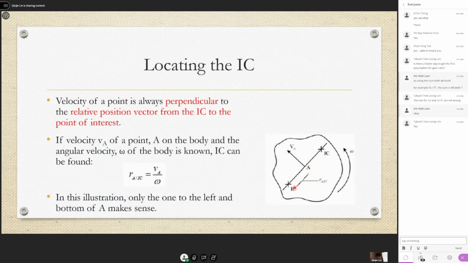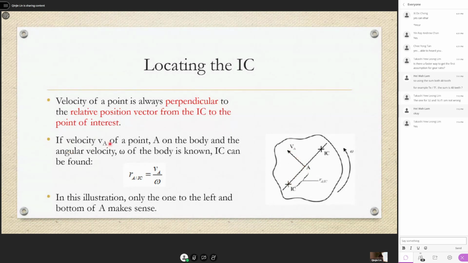Okay, so if you have an object like this, if you know the instantaneous center already, or you have clues of where the instantaneous center is, if you join it to whichever point that you're trying to analyze, correct? The velocity of the point will be perpendicular to that line.